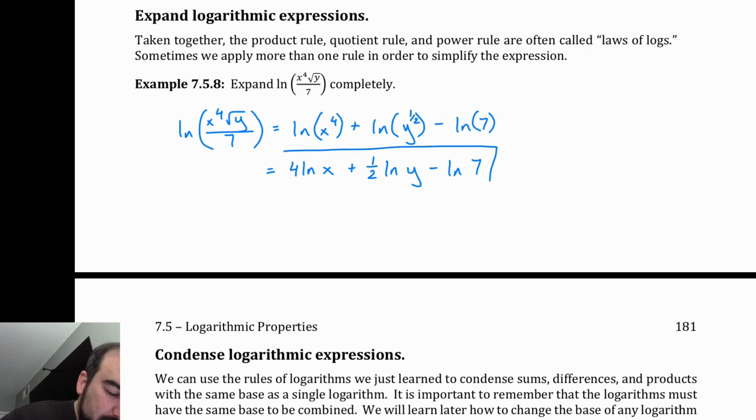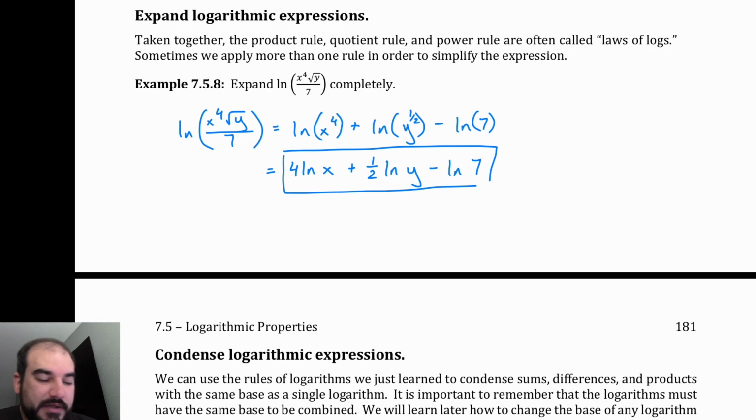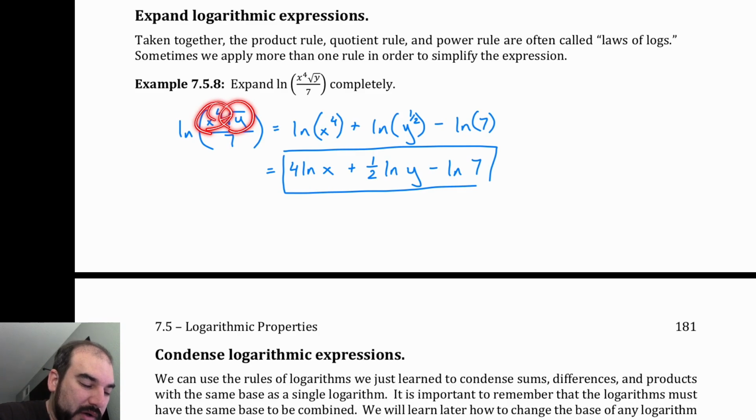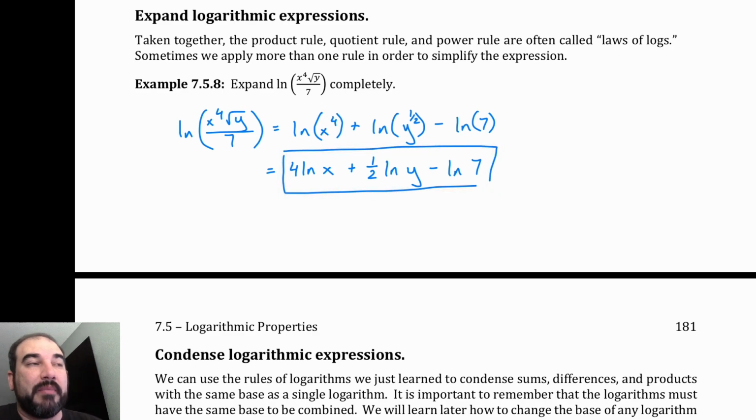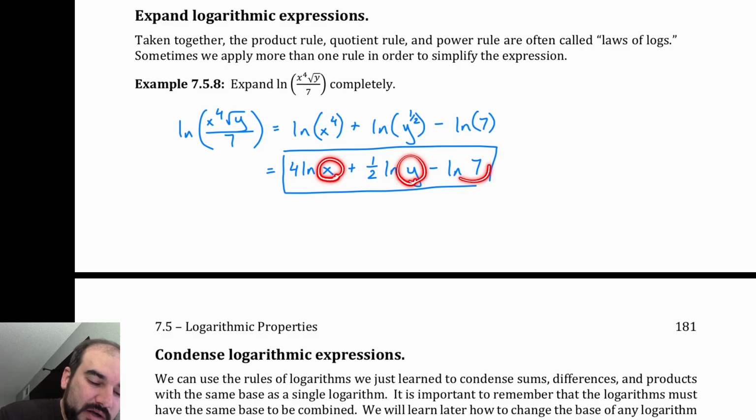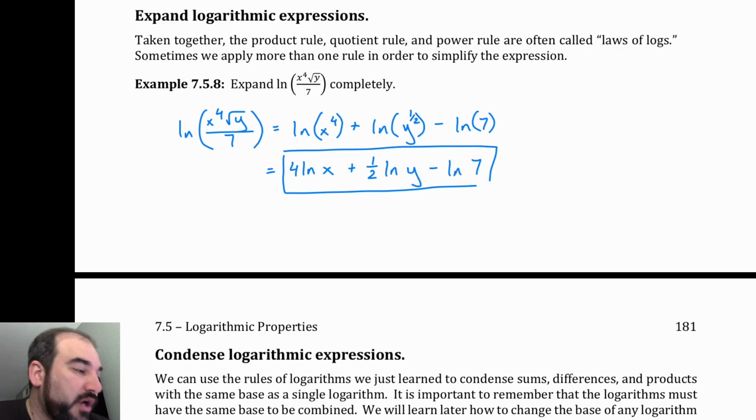This is now a fully expanded logarithmic expression, right? We started with a single log with things multiplied, with exponents, and divided. We now have simply a sum and difference of very basic natural logs. The whole purpose is to simplify the logarithmic expressions so that they have a single term inside of them. Whether it's x or y or 7, there's no more exponents, no more products, no more quotients. So that's how we expand. When you see the word expand, you're aiming for multiple logs added and subtracted.